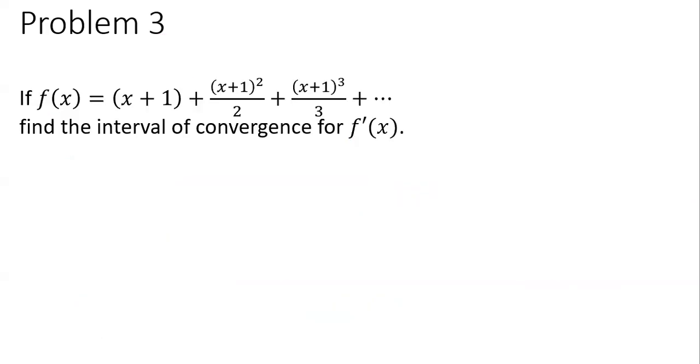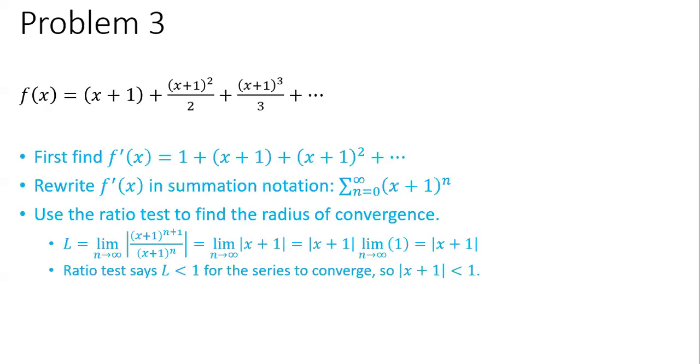Okay. Number 3, if f of x is this guy, find the interval of convergence of f prime of x. So go ahead and try this first on your own. So we probably want to get f prime. We can just differentiate. Okay, so we would get 1 plus (x plus 1) plus (x plus 1) squared plus dot dot dot. Okay, we can rewrite it in summation notation as well. It's the summation as n goes from 0 to infinity of (x plus 1) to the n power. Now we want the interval of convergence of this guy. This is our f prime.